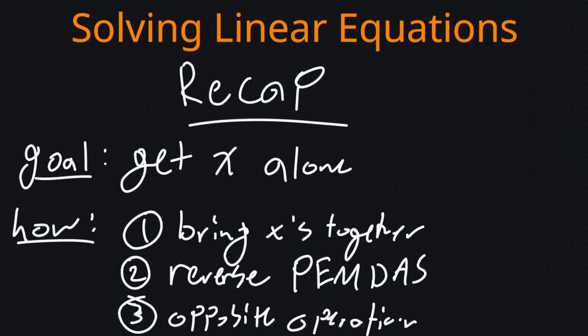So a couple of quick reminders. If you have 3 times x, the opposite of that is going to be a division by 3. If you have an x plus 7, the opposite of that is going to be a minus 7, and so on. With this system, you can easily solve any linear equation and get x alone without much headache.